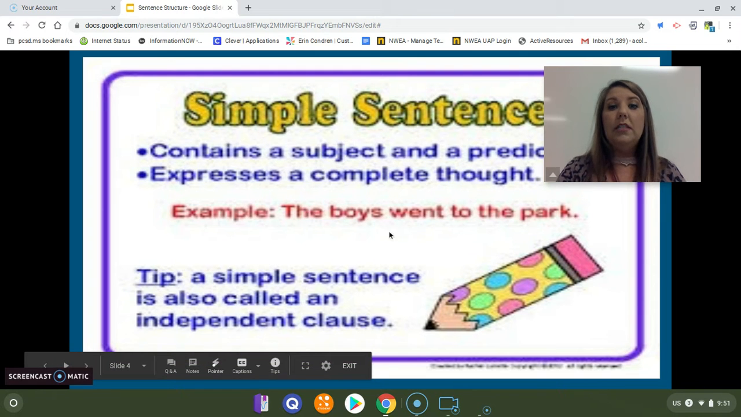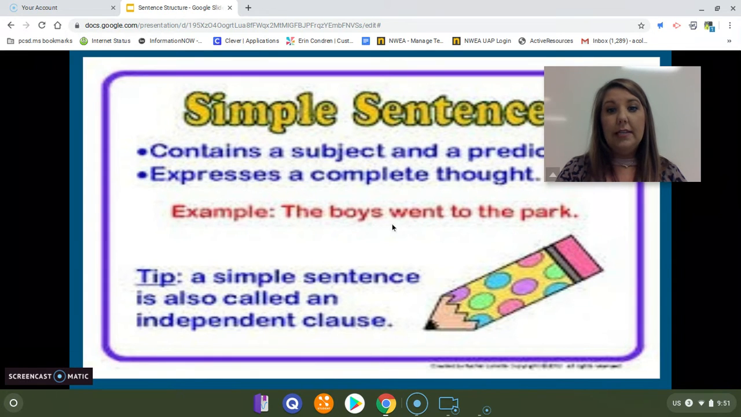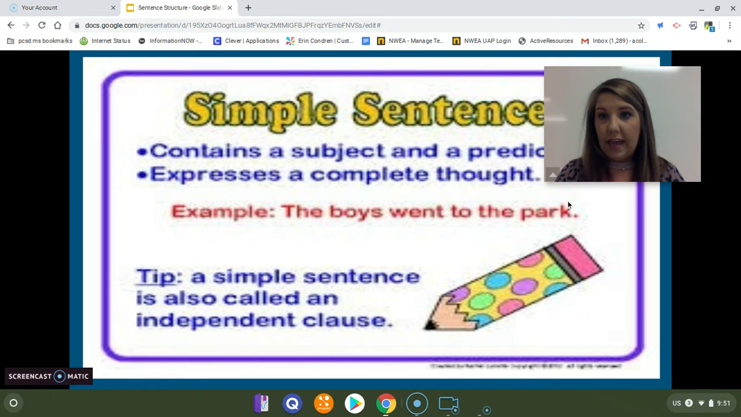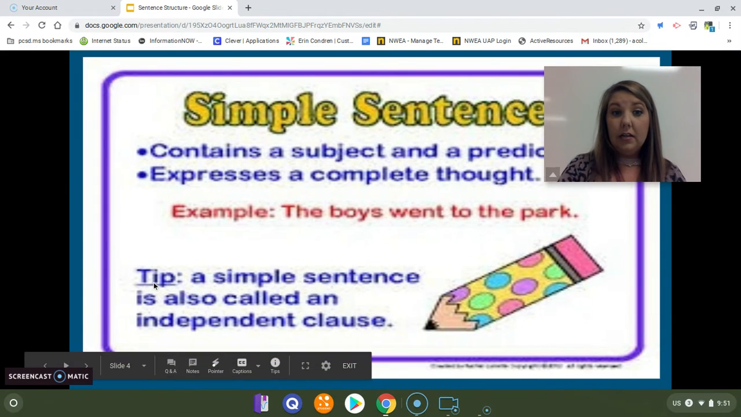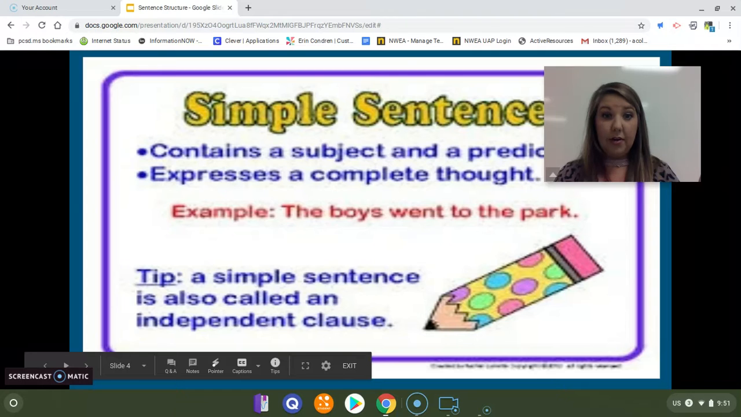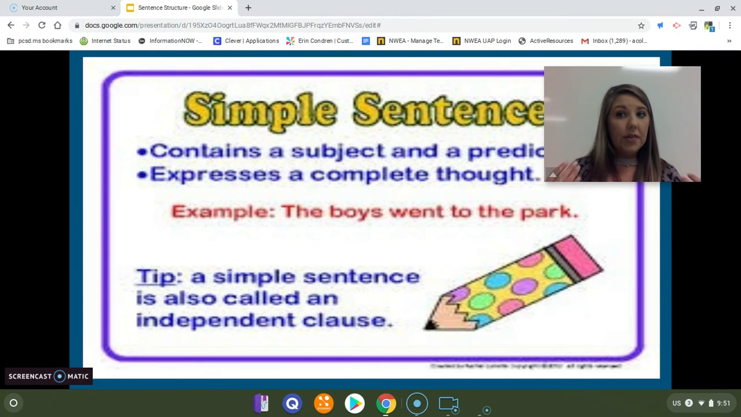So this is an example. The boys went to the park. You have your subject, boys. Went is your verb, and then you have this nice prepositional phrase at the end to show where they went. It answers the question where. Okay, the boys went where? To the park. That would be your prepositional phrase at the end. It's important to add in those prepositional phrases and adverbial phrases in your sentences to make them better, to make them colorful, as I say. Okay. Tip here, we talked about independent clauses just a minute ago. A simple sentence is also called an independent clause. Same thing, okay?